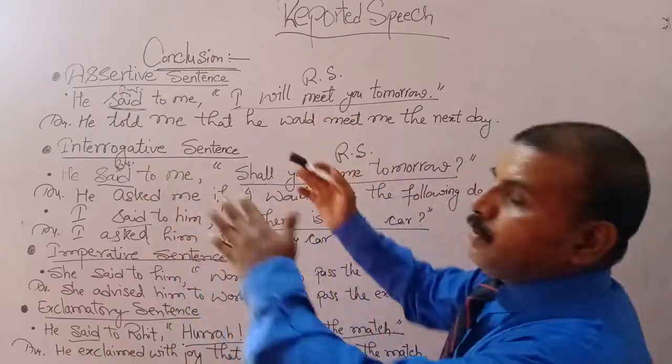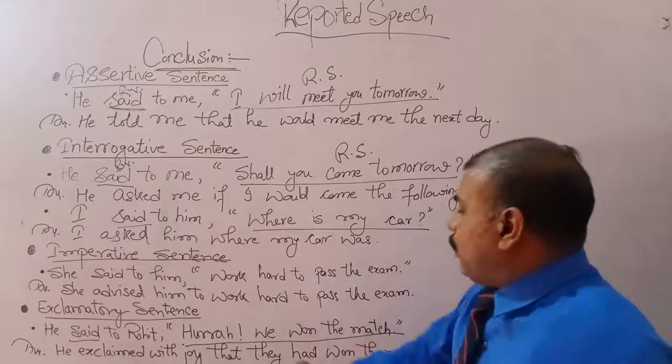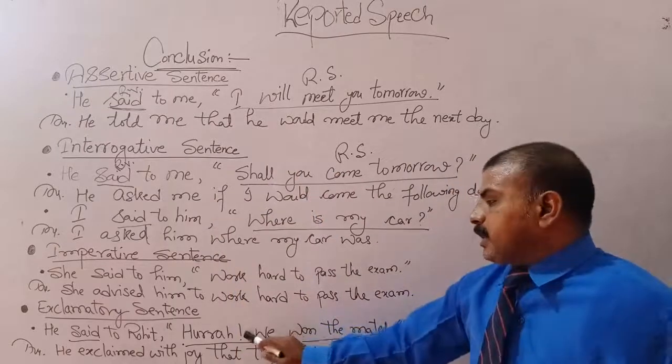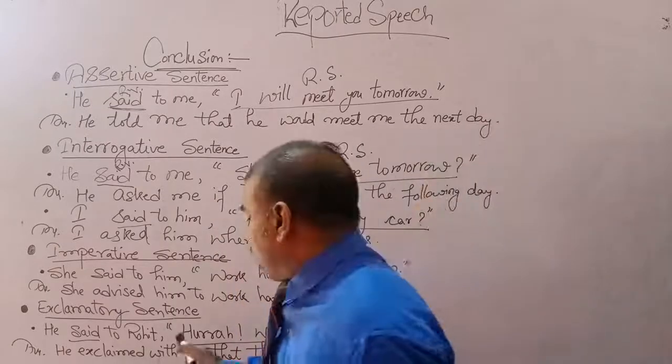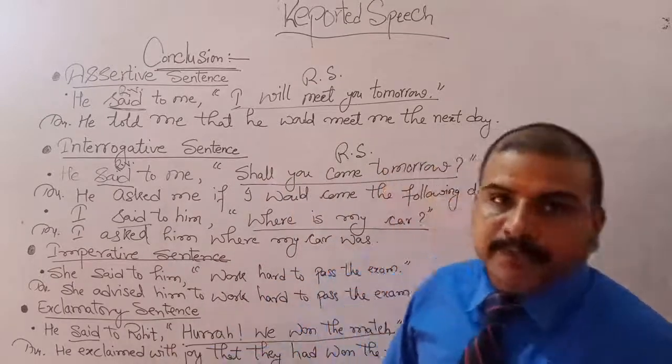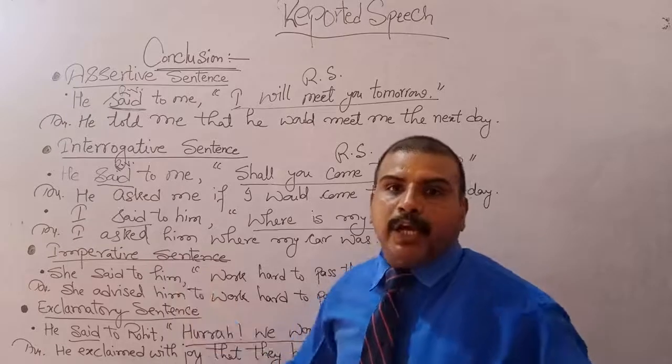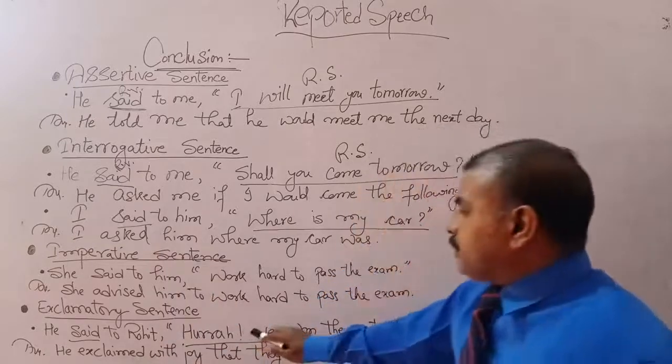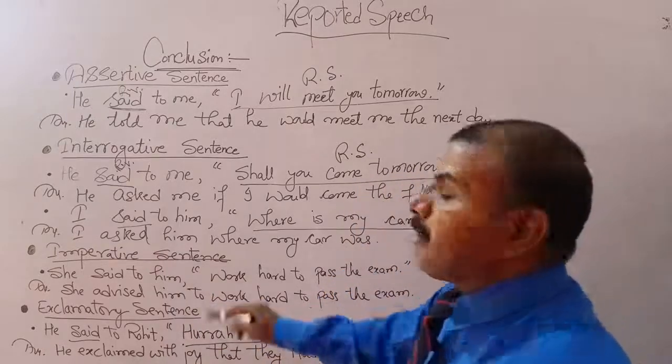Now the steps we are going to follow. After that, "hurrah, we won the match." An exclamation mark is given here, and a sudden feeling is shown there, a sudden feeling of happiness and joy. "Hurrah" denotes a feeling of joy, a happy mood. Such a type of sentence we call an exclamatory sentence.